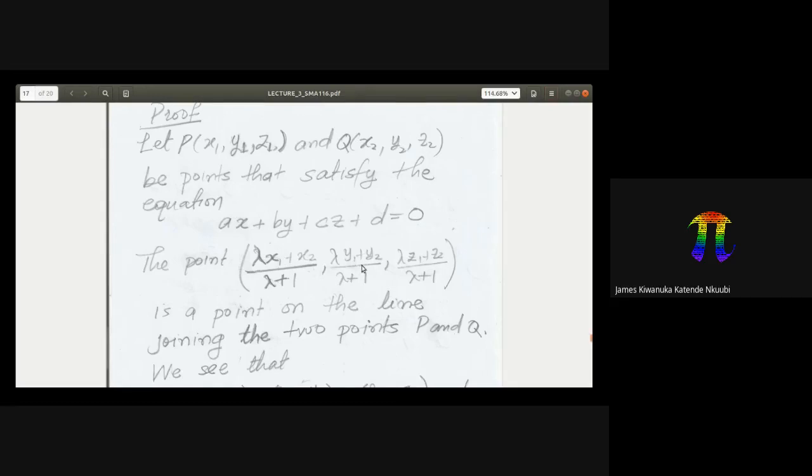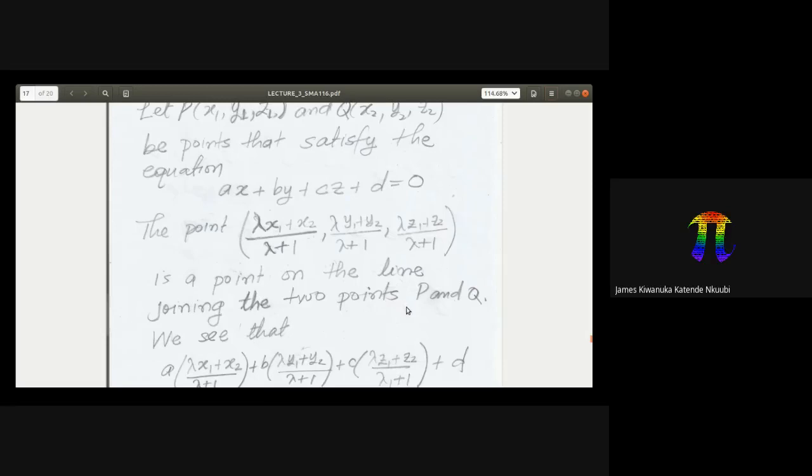You must have done this in SMA 105. Yeah, we did. So you can keep changing lambda to find new points, but any point on the line between P and Q will take this form.